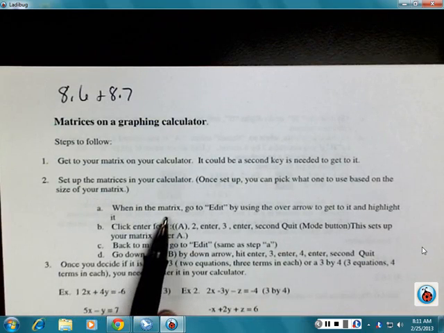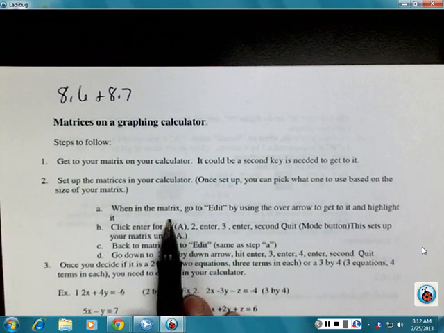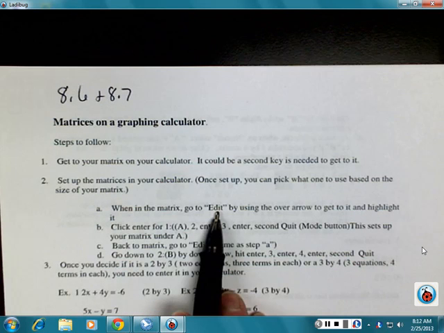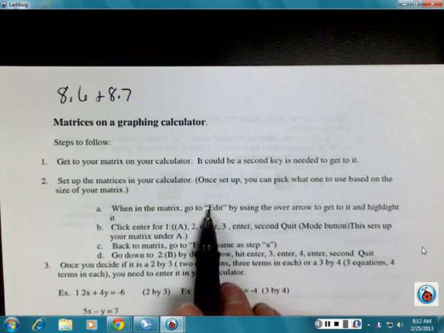So first, you're going to find your matrix button. Everybody find that? It's usually a second, and it is above the x to the negative first power. You're going to hit that button and go over to edit. At the top it'll have names, math, and edit. There we go. So you're going to go over with your arrow to get to edit.